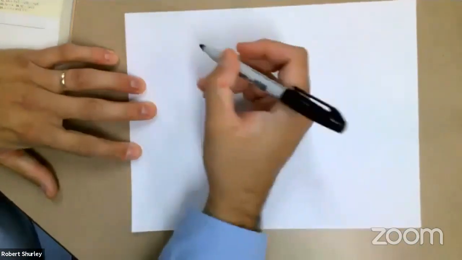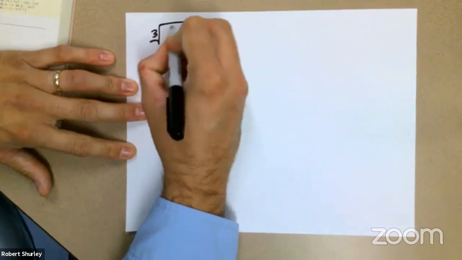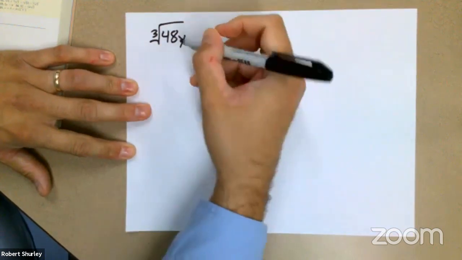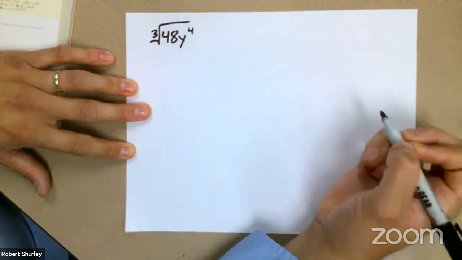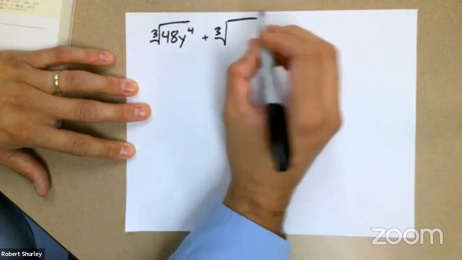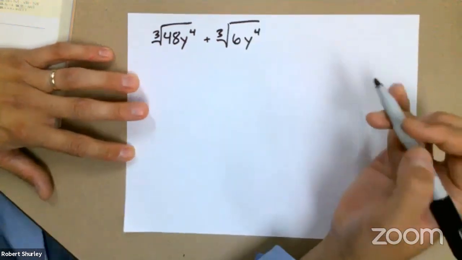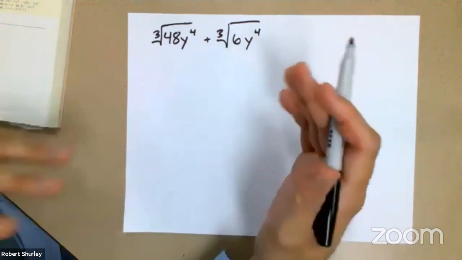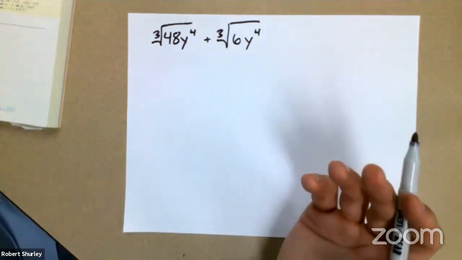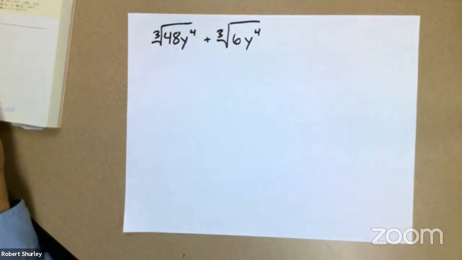Okay. Yeah, let's do one with a variable. I'm stealing this one straight from the book. Let's say we've got the cube root of 48 y to the 4th plus the cube root of 6 y to the 4th. So simplify both of these, and I'm going to tell you, you're going to get like terms if you do this correctly, okay? So simplify both of these and then combine them together as one.